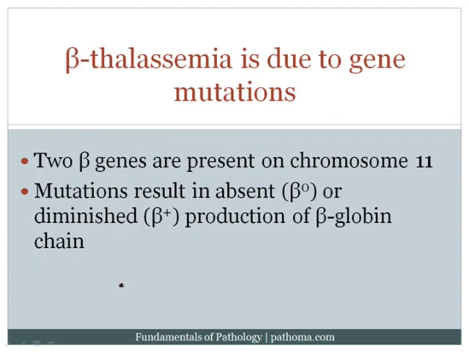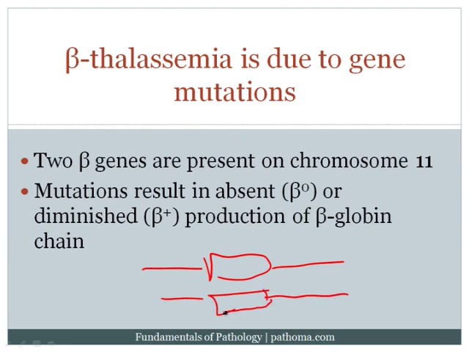And now we go to beta thalassemia. What's important to know about beta thalassemia, first of all, is that there are 2 beta genes. One is on one chromosome and the other is on the second copy of the chromosome. So there are 2 beta genes, and they're present on chromosome 11. And perhaps particularly important for this discussion and high yield is that beta thalassemia is due to gene mutations, not deletions. Remember, alpha thalassemia, gene deletions. Beta thalassemia, gene mutations.